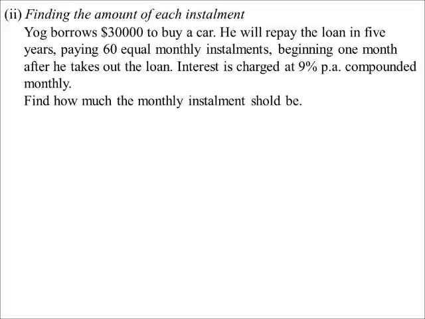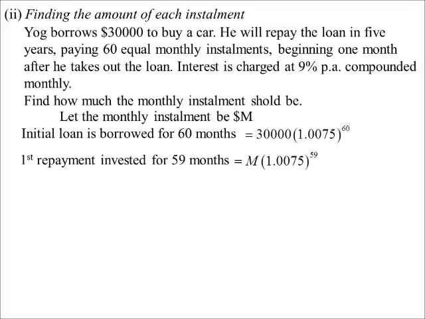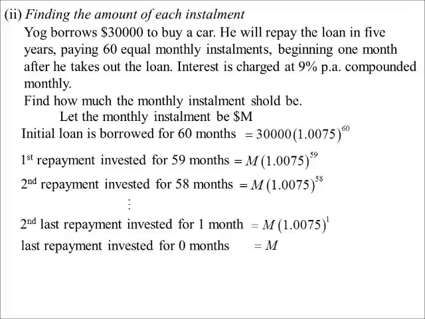So here's one. Yog wants to borrow $30,000. I don't know what the monthly instalment is now. I'm just going to call it M. So the initial loan will be borrowed for 60 months. So that principal interest rate applied. My first repayment of M, whatever it is, will be in there for 59 months. Then the next one for 58 months, and so on until I get to that last one, which will be in there for 0 months.